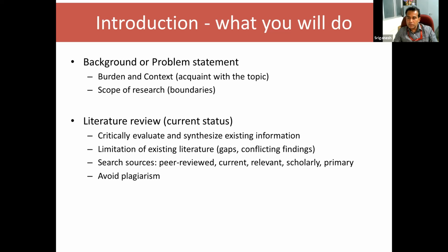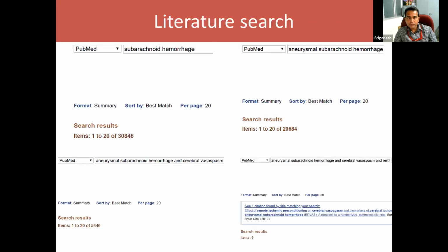So wherever possible, go for the primary studies, that is observational studies or the RCTs, rather than for the narrative reviews. And avoid plagiarism. Now, this is taken very seriously by regulatory bodies, by the editors of the journals. So wherever possible, perform a plagiarism check before you submit it to the ethics committee or scientific committee, etc.